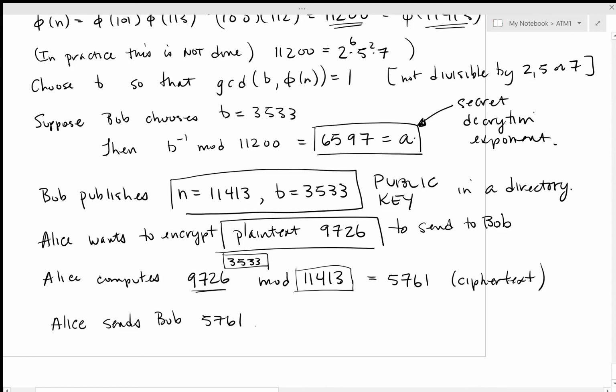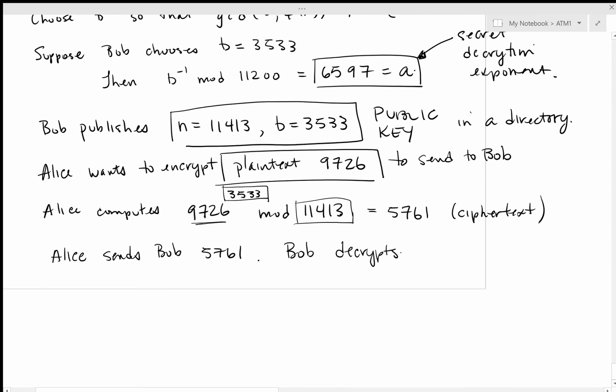5761, and Bob decrypts. And how does Bob decrypt? He takes the ciphertext, 5761. He raises it to the power, which I have called A, 6597. That's the secret decryption key. Mod 11413. That's N. That's public.